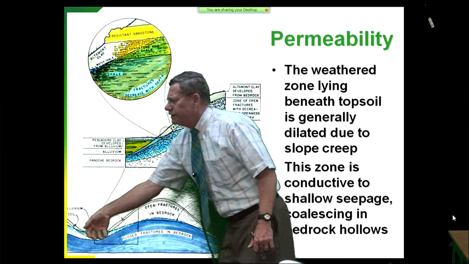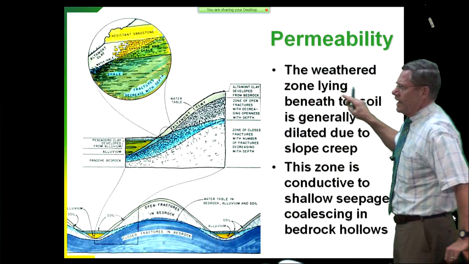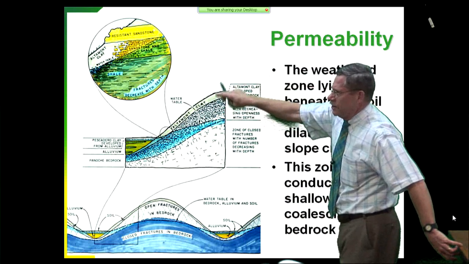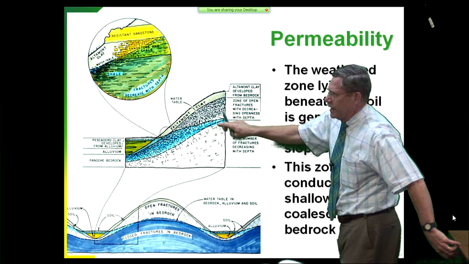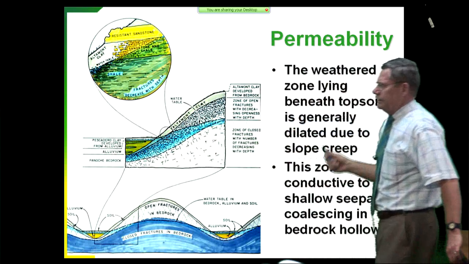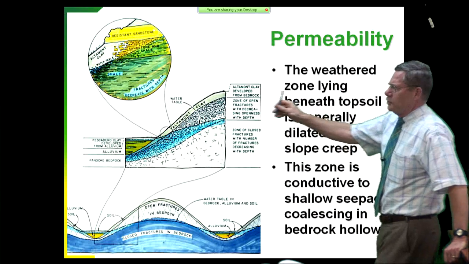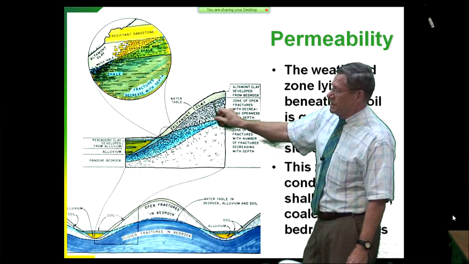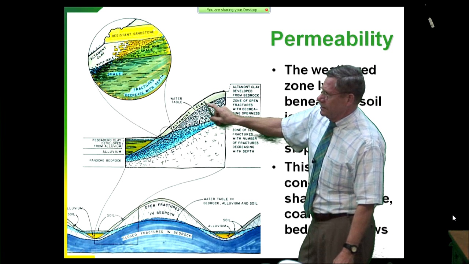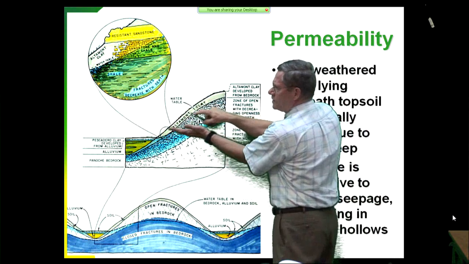that's moving downstream. So the weathered zone lying beneath the topsoil, so here's the topsoil, the weathered zone between the topsoil and the zone of permanent saturation, the groundwater table, that's generally dilated due to slope creep. Slope creep is strain under sustained load. So this is slowly tilting over, tilting over, tilting over. It's opened up, it's dilated.